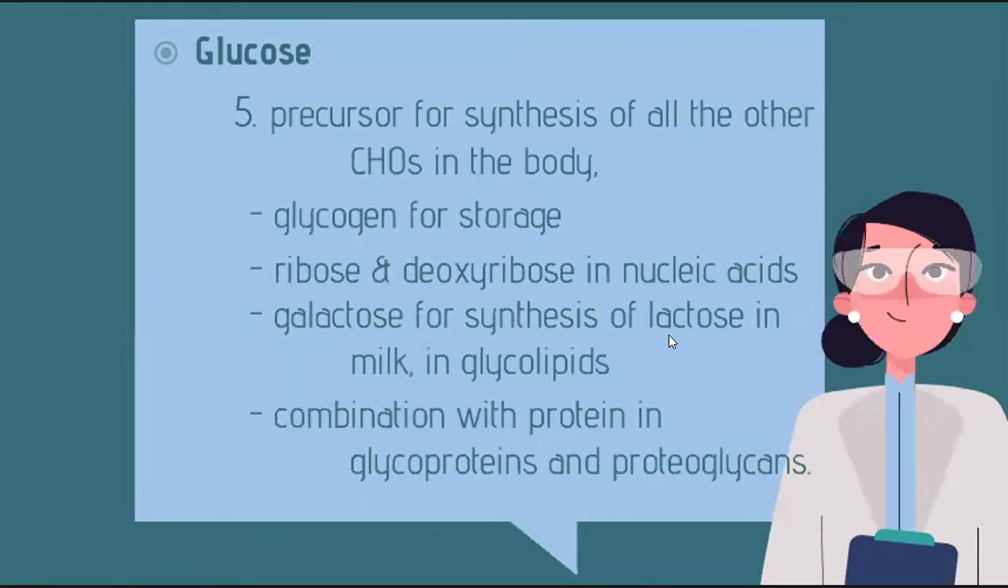It is also the precursor for synthesis of all other carbohydrates in the body. It is termed glycogen for storage in animals, and it can be found in nucleic acids, the RNA and the DNA that we have, the ribose and the deoxyribose. It can also be seen in milk, in the synthesis of lactose, in glycolipids, and in combination with proteins to make glycoproteins and proteoglycans.